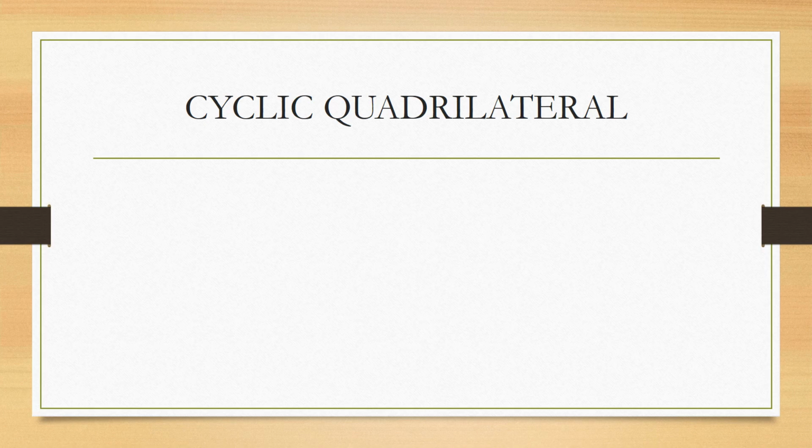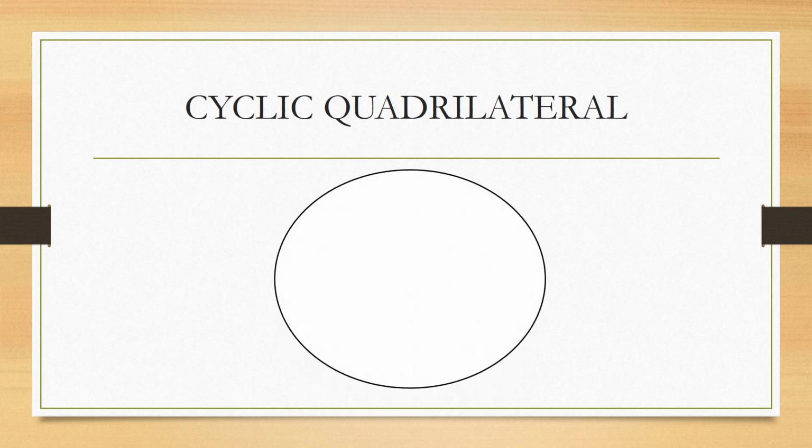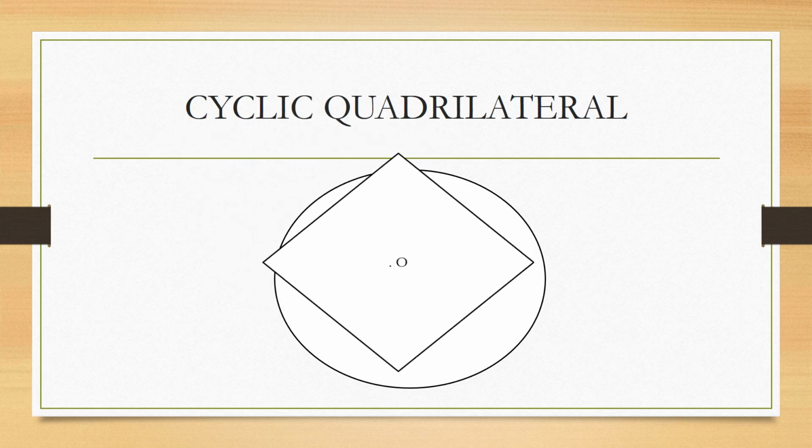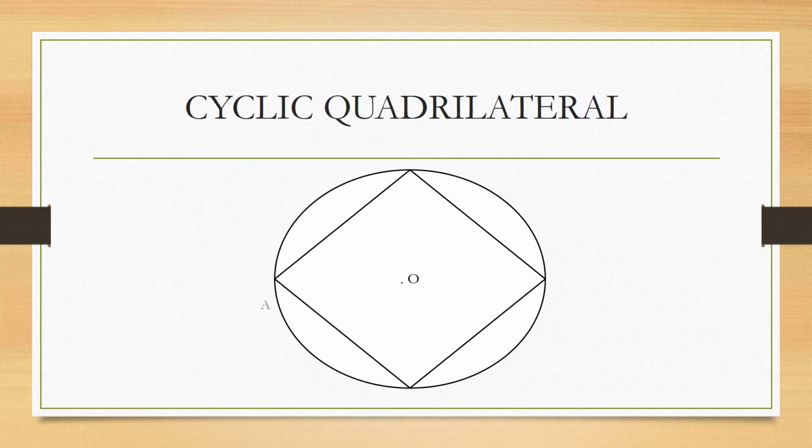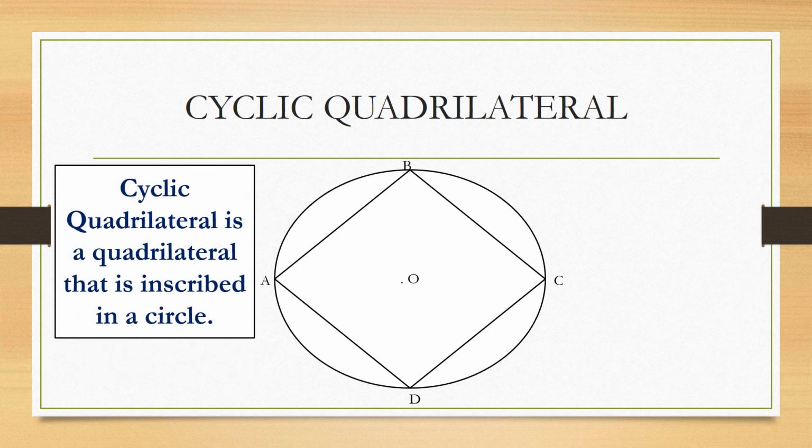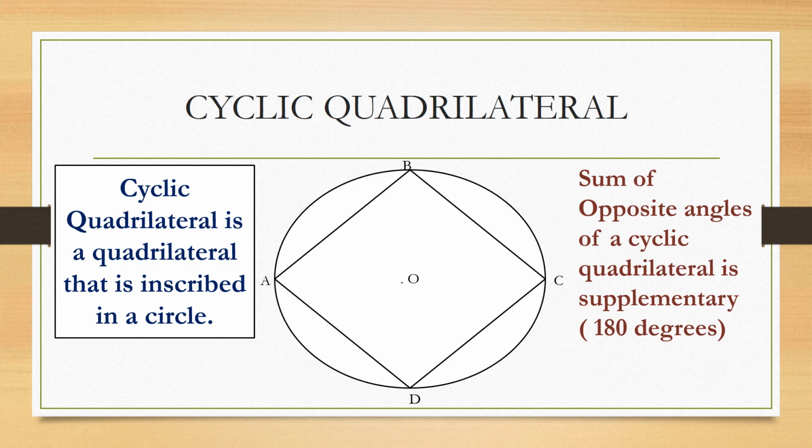Okay, next we have the cyclic quadrilateral. Here I have my circle and I have a quadrilateral inside it. My quadrilateral is quadrilateral ABCD. What does that mean? A cyclic quadrilateral is a quadrilateral that is inscribed in a circle. And the theorem involved with that is that the sum of opposite angles of a cyclic quadrilateral is supplementary. Supplementary means equal to 180 degrees.